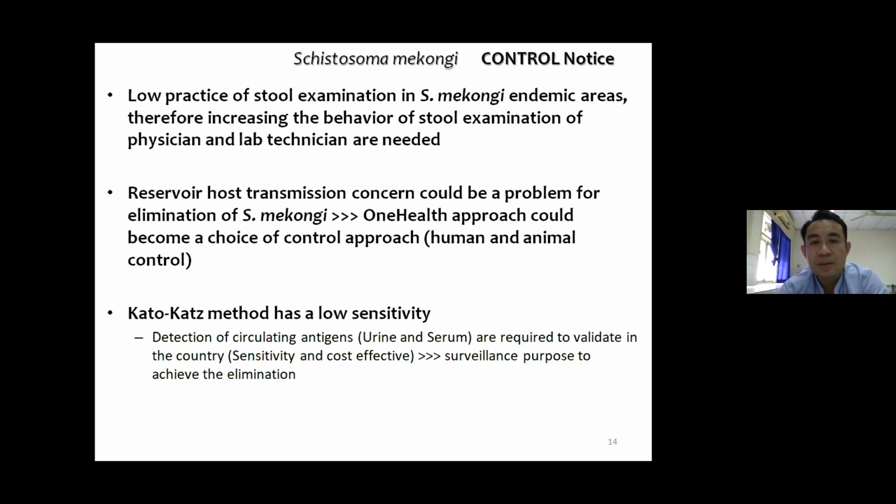So right now, in Lao PDR, we use the Kato-Katz method as the technique to detect the eggs of Schistosoma in patients. And also we have some research on using circulating antigen in urine and serum. This needs to be validated in the country, depending on sensitivity and also cost effectiveness. This is for surveillance purposes to achieve the elimination of Schistosoma in Laos.